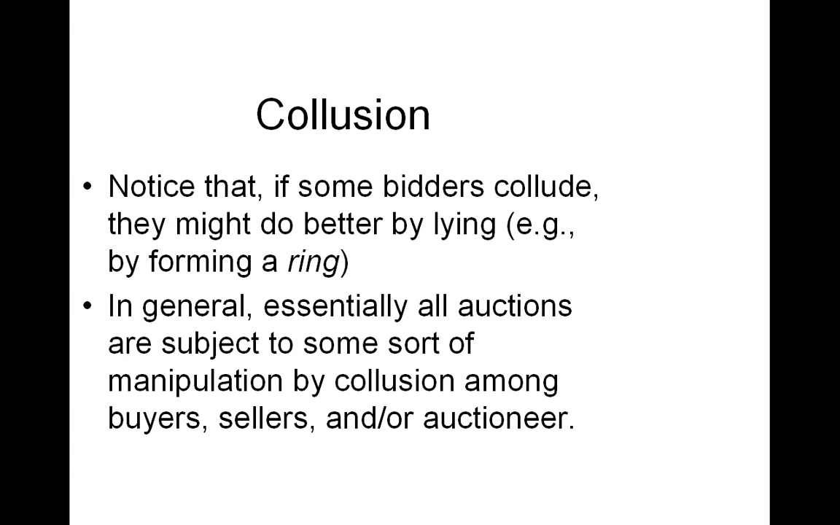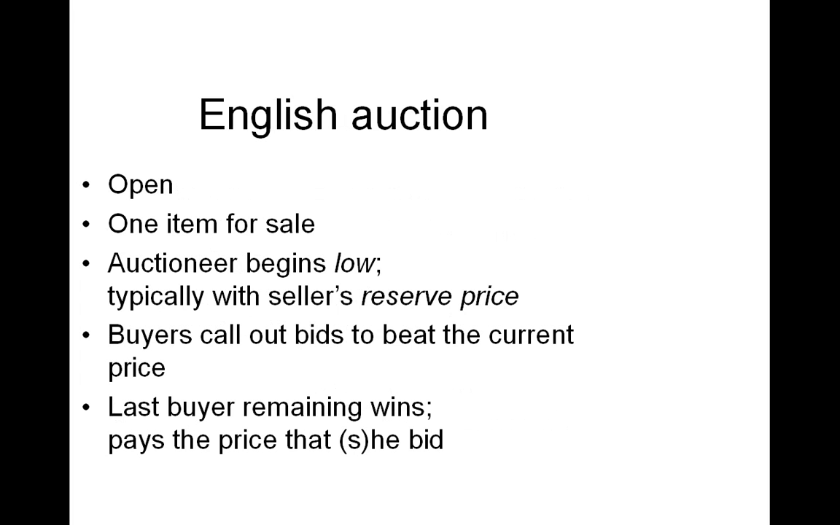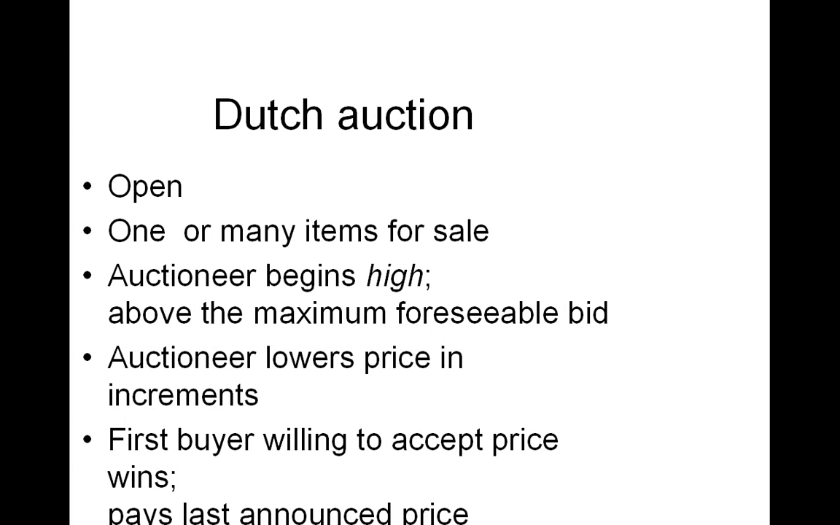So English auctions are open, one item for sale. This is your typical auction that most people think about when they discuss auctions. Buyers call off their bids. A Dutch auction, like in the Dutch flower markets, is open. You can have many items for sale. The auctioneer begins high, and they lower the price in increments, and the first buyer willing to accept the price wins. So they stop the clock. In Holland, at the flower markets, an auction occurs on average every 4 seconds or less. They're very quick. In fact, I've got a video posted on my YouTube account that shows a Dutch flower auction. You can go and take a look at that.